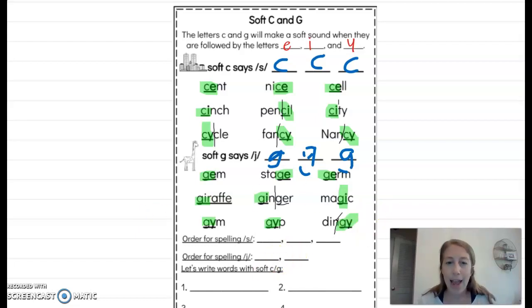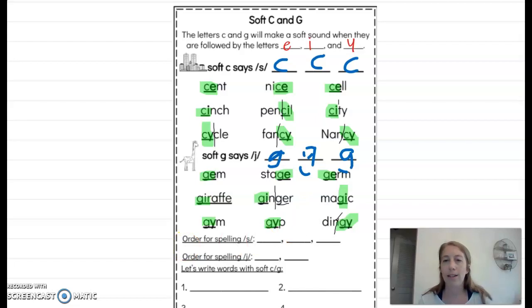So again, we know that our C and our G will make these soft sounds when the letters E, I, and Y come after them. That's so important. So another thing, and I think a lot of you already know this, but we're going to talk about our best bet order for writing these sounds.